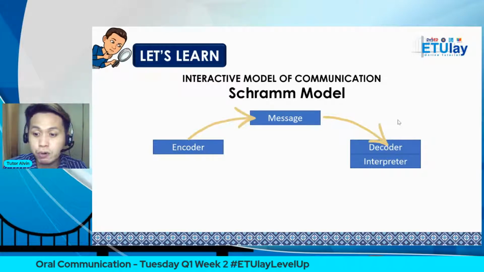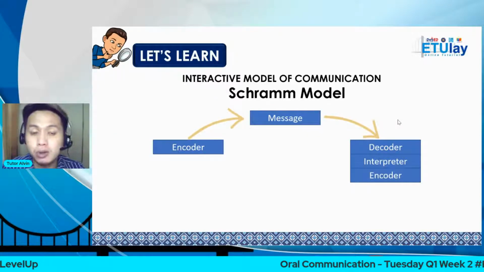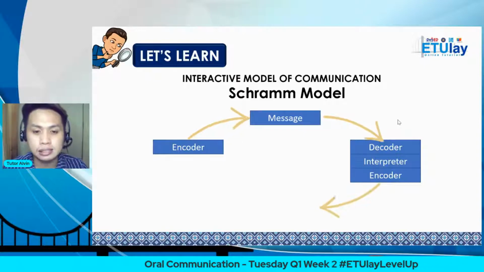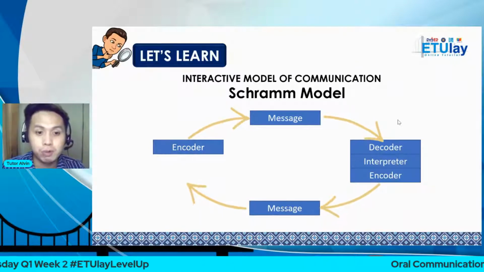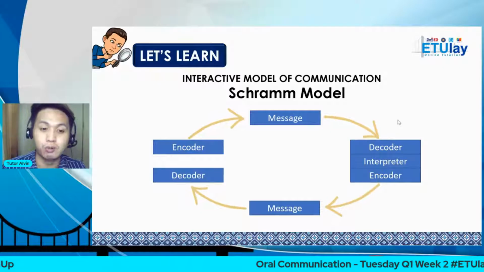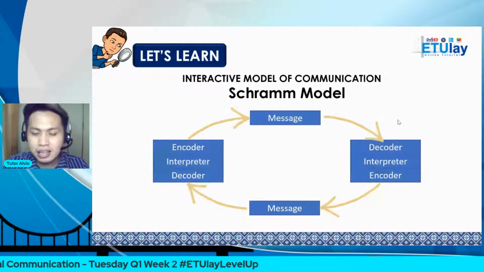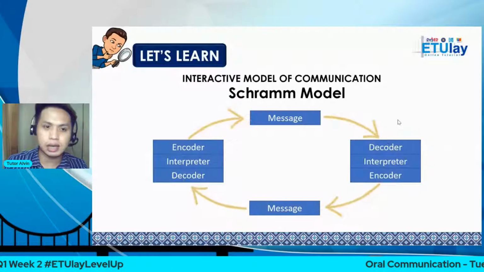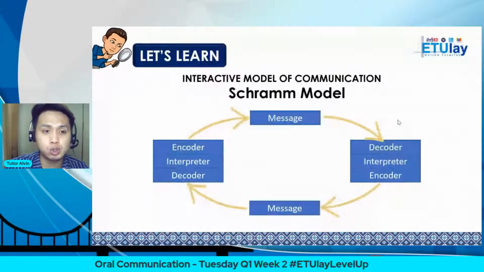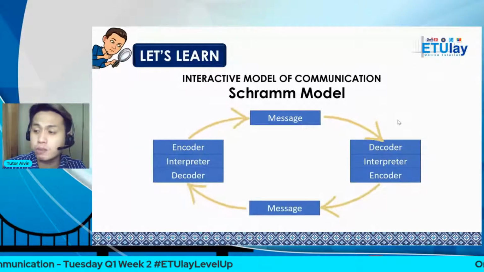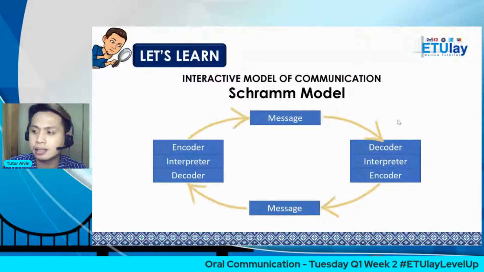So now, the receiver is ready to give the message back. He will now be the encoder, first encode and then send the message to the one who was the sender before. So they decode and then interpret again. And as a response, encode again, send the message, decode, interpret, encode, and the cycle goes on, making it an interactive process, a two-way process. So this is the Schramm model, an example of the interactive model of communication, because of the presence of feedback.